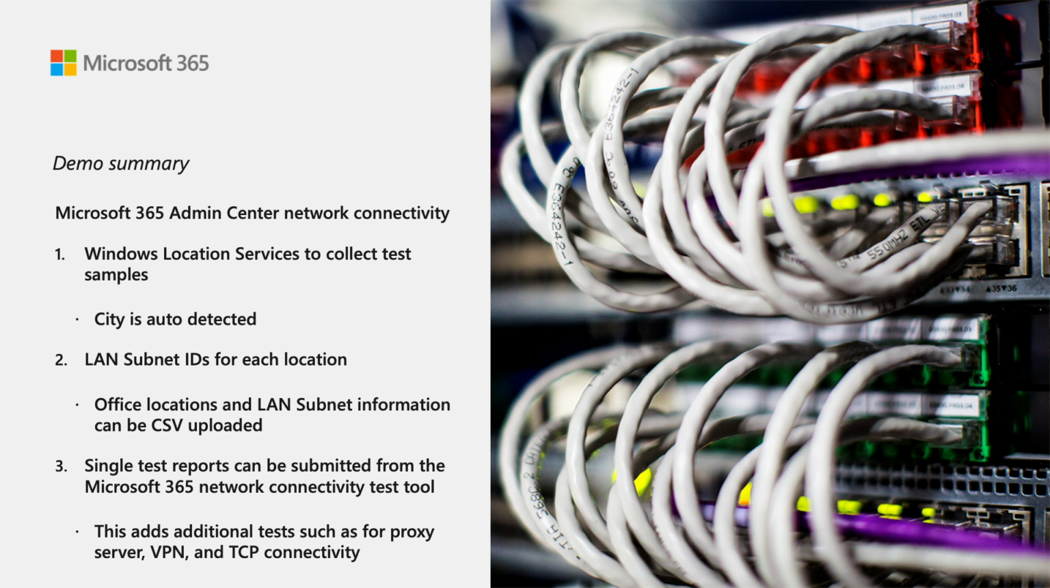The third way is to ask a user to go out to each site and have them run connectivity.office.com, the network connectivity test tool. And that adds some additional tests, but it is a one-time run test. We just show you what that user ran, and those tests stay there. If you want another run, you've got to have a user go out there and run it again.